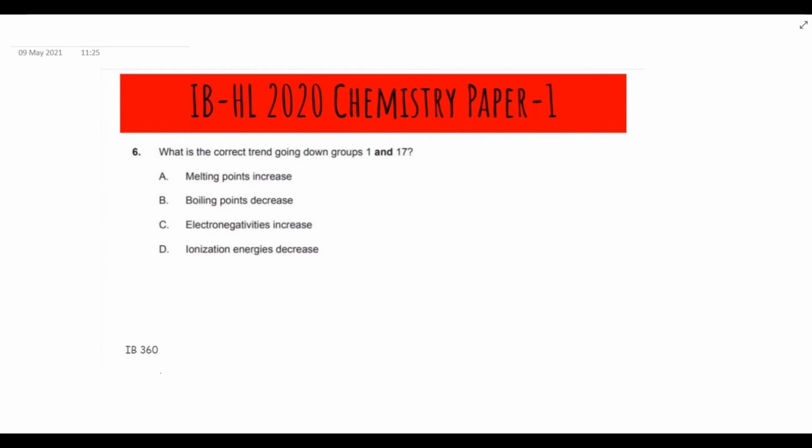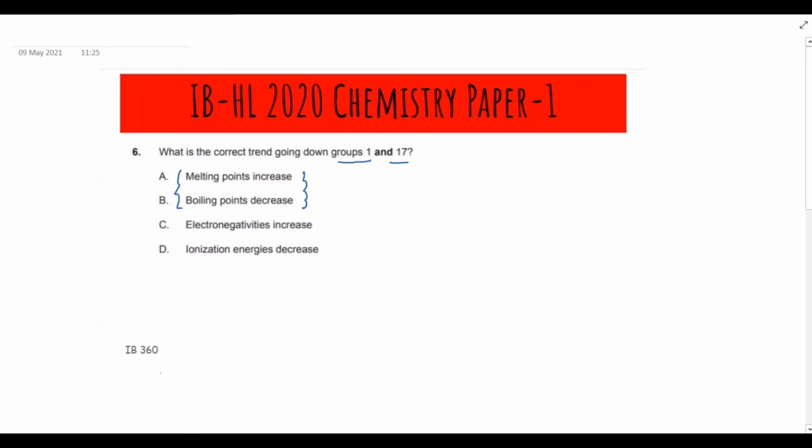Now let's move on to question 6. In this question, you need to identify the correct trend on going down group 1 and group 17. Our four options are melting point and boiling point, increase or decrease, then electronegativity and ionization energy. Always remember that melting point doesn't depend much on going down the group, so we wouldn't consider these two in our answers. So now electronegativity and ionization energy.